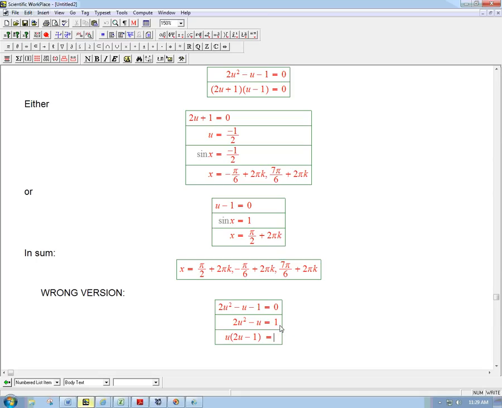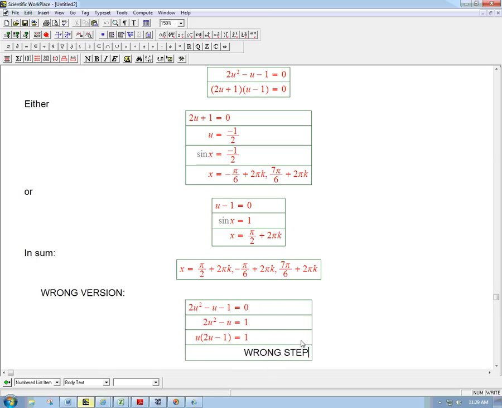That's easy. Gosh, people say factoring is hard. It's never hard. If you put the constant term on the other side, you'll always be able to factor out a u. That's not useful, though. Here's what people do. So far, it's not been incorrect. Here's the wrong step. And that is to conclude that either u equals 1 or 2u minus 1 equals 1.